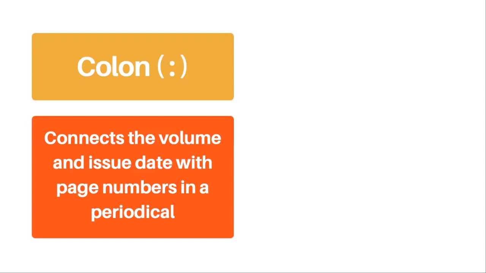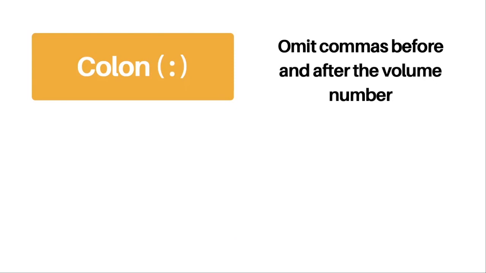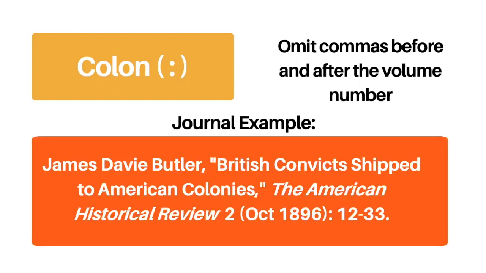A colon also connects the volume and the issue date with the page number in a periodical. Here's an example. The APGQ 35, December 2020, 19 through 21. So this means volume 35, dated December 2020, and the pages are 19 through 21. When you have a colon to represent the volume and page number, you're going to omit the commas before and after the volume number. So here's our journal example.